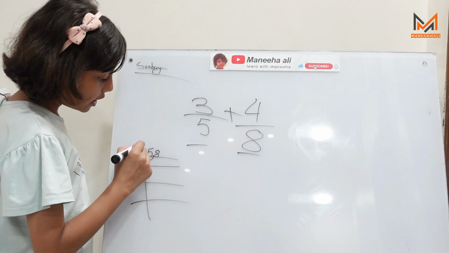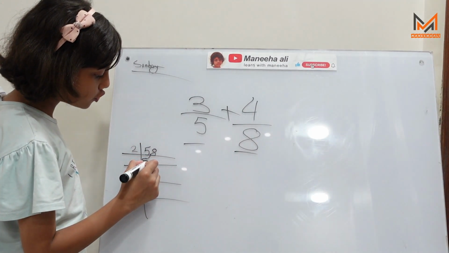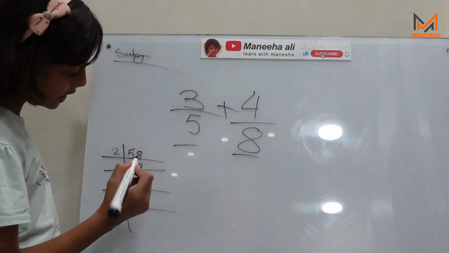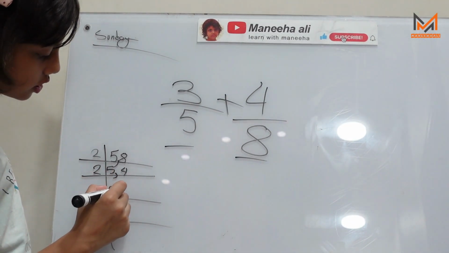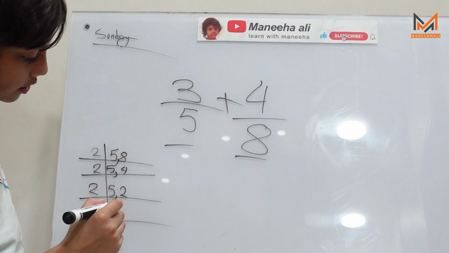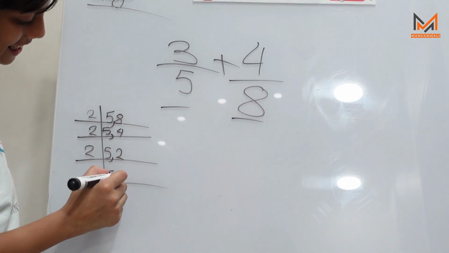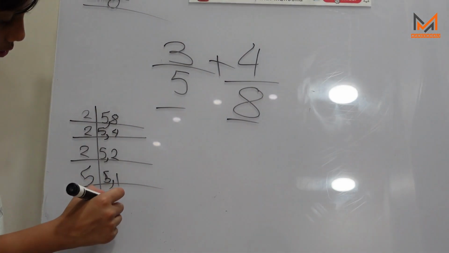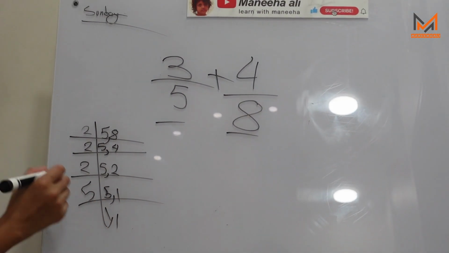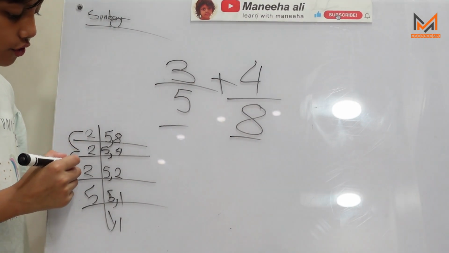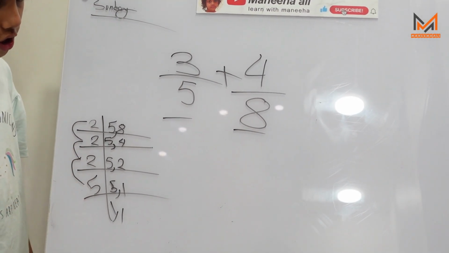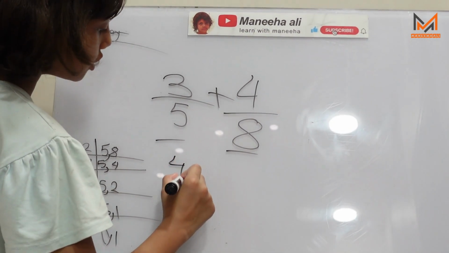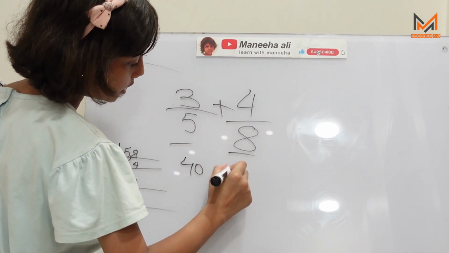So in the 2 times table 5 doesn't come, so I have to copy it as it is. 2 fours are 8, and now 5 also doesn't come. 2 twos are 4, 5 doesn't come. 2 ones are 2, and then finally we're going to do 5. Now we're going to multiply these: 2 twos are 4, 4 twos are 8, 8 fives are 40. So both of their denominators are 40.